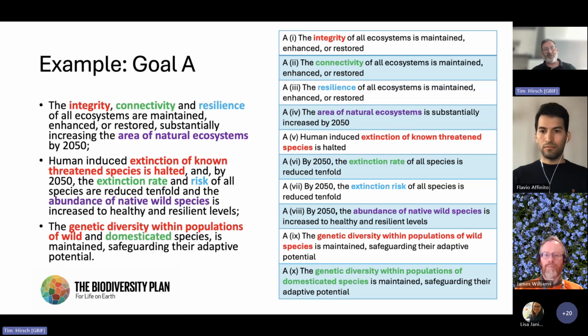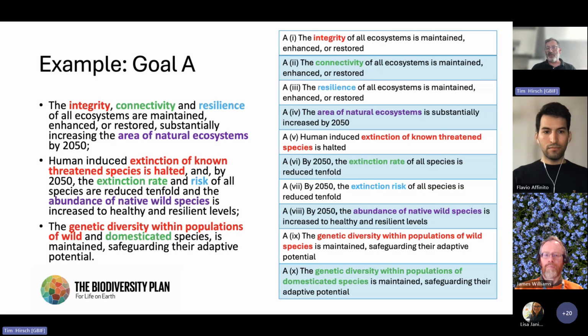And then the remainder of that sentence, again, introduces a new concept, which is the substantial increase in the area of natural ecosystems by 2050, and something else to measure. That becomes a different element. Then we move on to the second section of goal A, and you look at extinction.